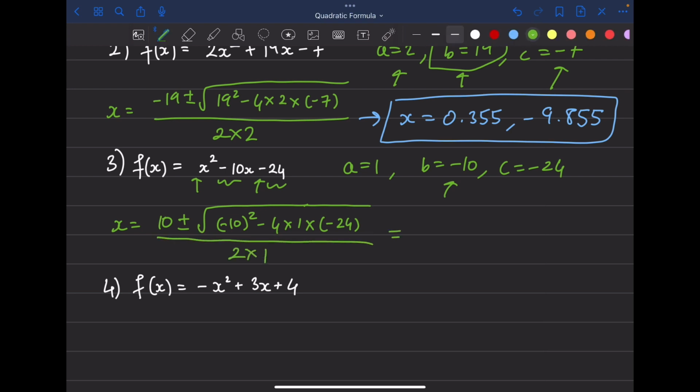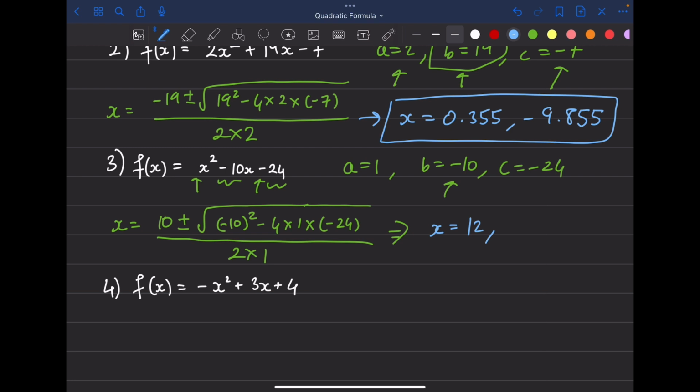Okay, let's put this in a calculator once again. So I'm going to set it up, but yeah, put this in a calculator. I'm going to get 10 plus the square root of negative 10 squared minus 4 times 1 times negative 24, all over 2 times 1. This gave me 12 as my first value.